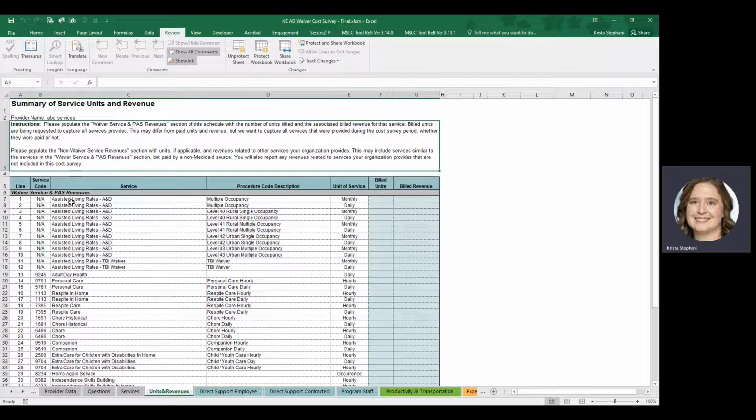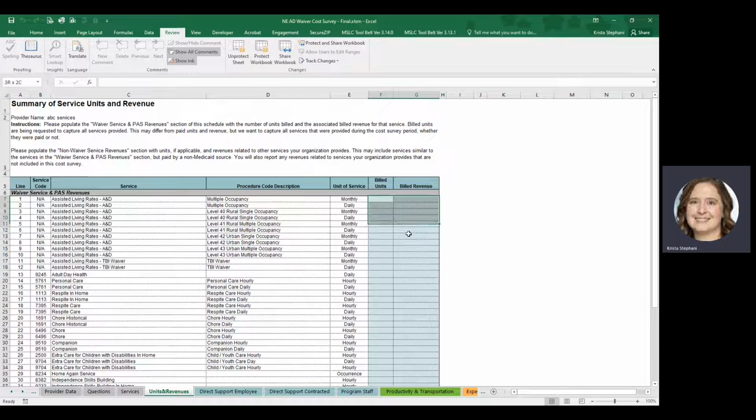The information is organized by service, by an additional procedure code description if applicable, and identifies the unit of service. We are asking you to complete these two columns that indicate your billed units and billed revenue as it relates to providing these waiver and PASS services.